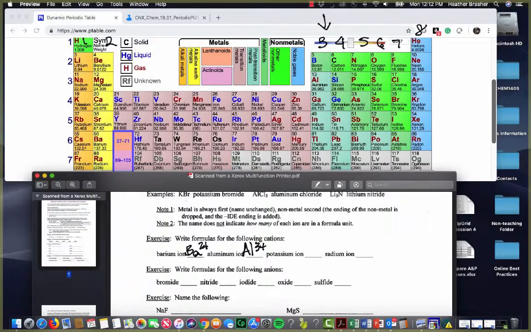So the next one we're going to look at is potassium, and potassium is right over here. And on here you can see this has 1 valence electron. So to get rid of that, to be the stable argon, you're going to do the plus.